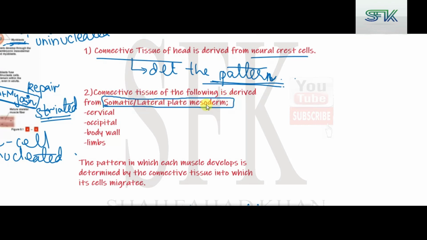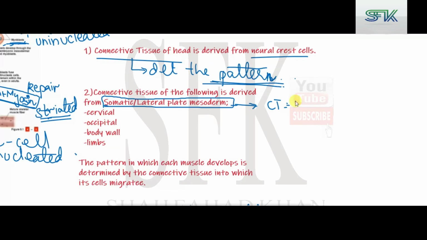This is what we've already done. Somatic or lateral plate mesoderm. What does it give rise to? It gives rise to the connective tissue of the limbs, and it also gives rise to the connective tissue or the musculature of the body wall. Okay, so body wall and limbs.